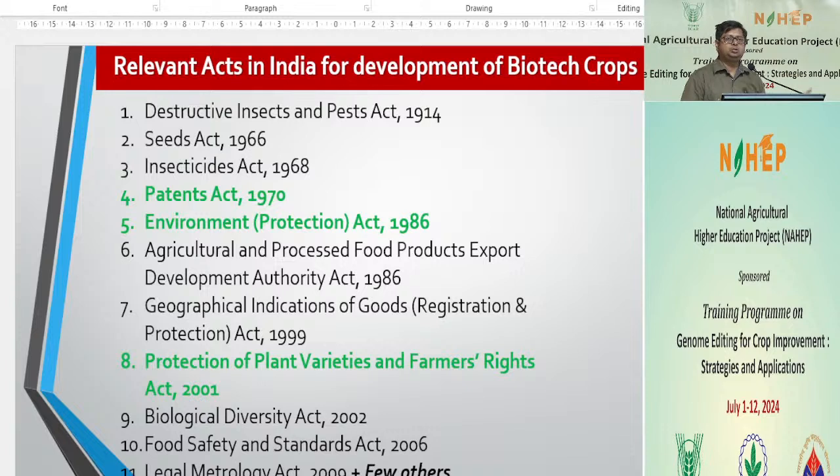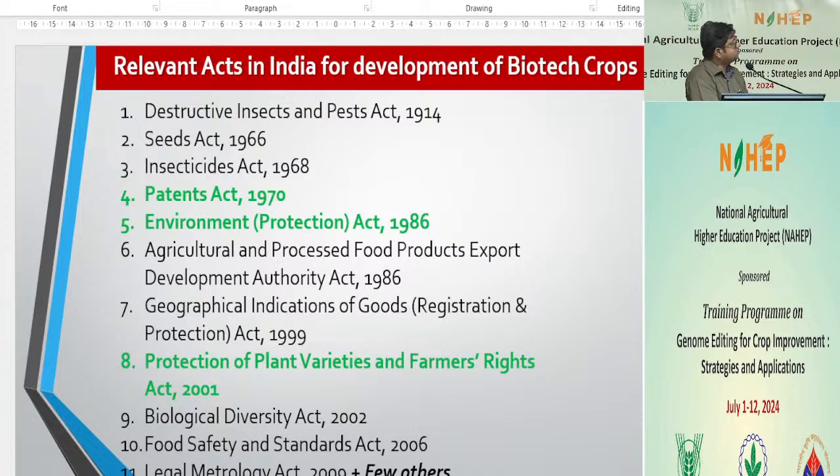I will quickly just tell the names, but we'll stick only to the Patents Act. The Destructive Insects and Pests Act 1914. This is an act of 1914. There was no genome editing at that point of time. Even genetic engineering was not there. The science of molecular biology was not there. But this is one law which affects the different biotech crops, including the genome edited crops. The Seeds Act 1966, the Insecticides Act 1968.